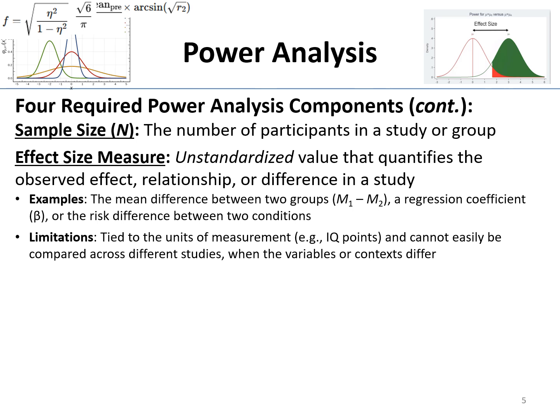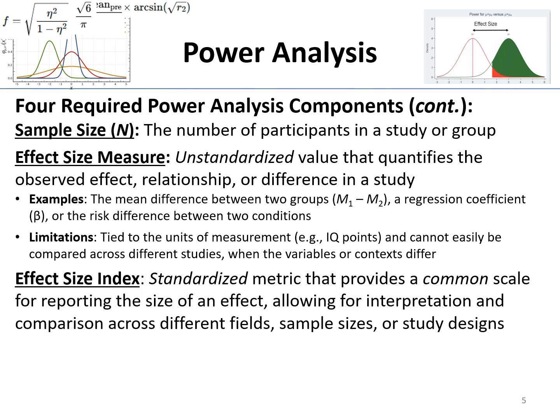So if it's IQ, they're tied to IQ points. You would get a difference in mean IQ points. And the problem with things that are tied to the unit of measurement is they cannot be easily compared across different studies with different variables or different contexts, because they're specific to that particular measure.